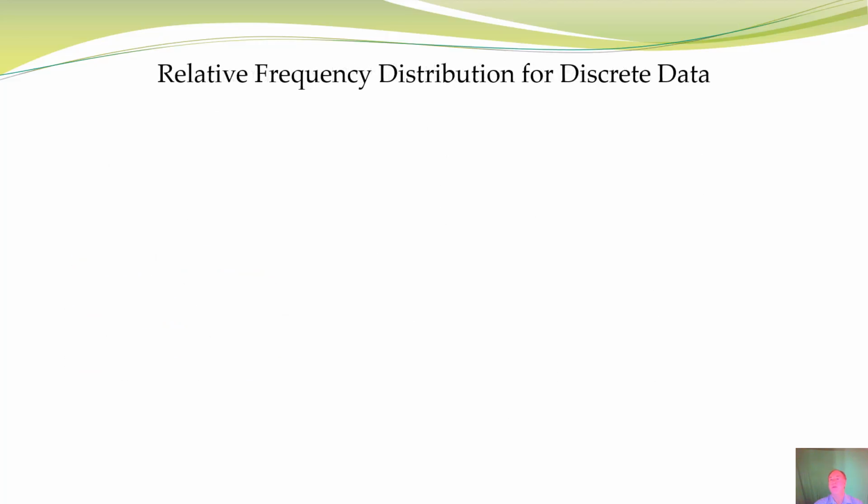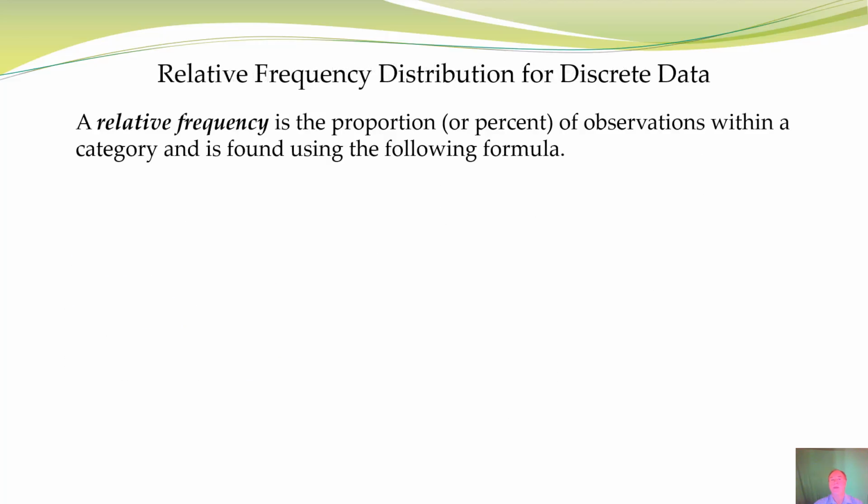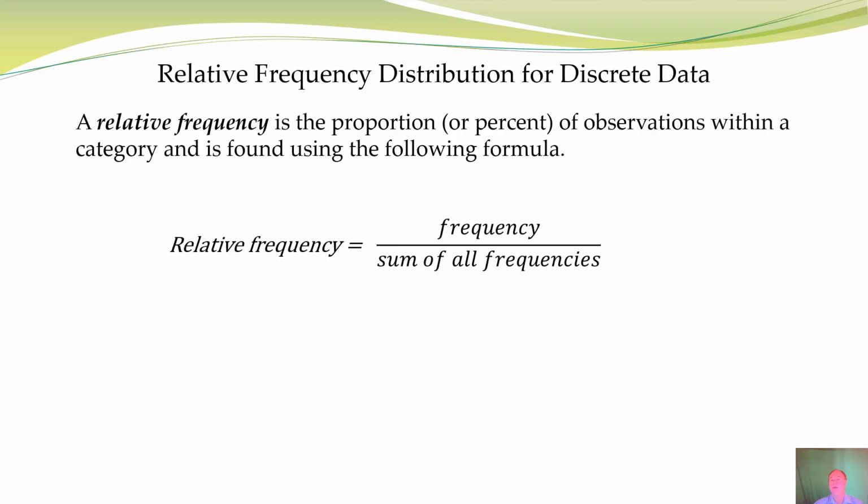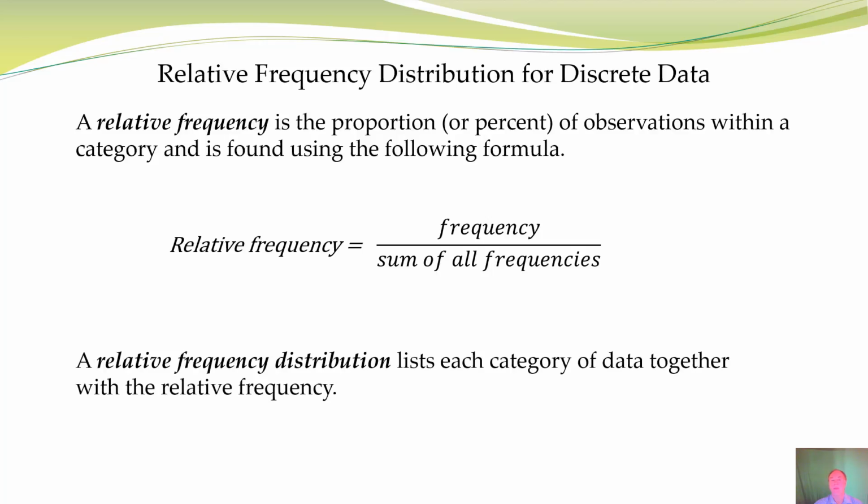Now, relative frequency distribution. A relative frequency is the proportion or percent of observations within a category and is found using the following formula. Relative frequency equals frequency divided by the sum of all frequencies. A relative frequency distribution lists each category of data together with the relative frequency.